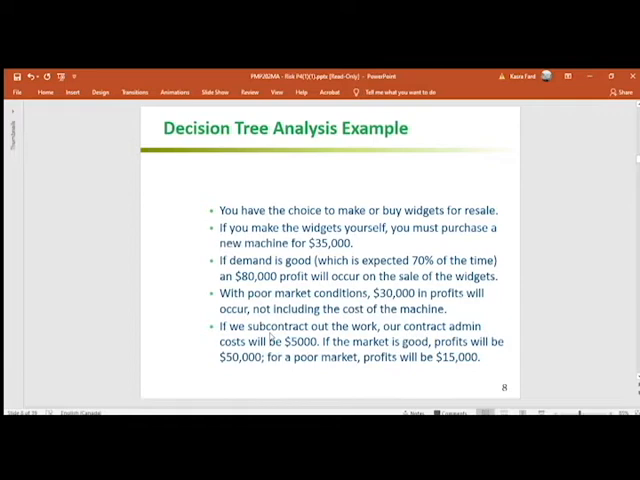In this case, it says you have the choice to make or buy widgets for resale. If you make the widgets yourself, you must purchase a new machine for $35,000. If demand is good, which is expected 70% of the time, an $80,000 profit will occur on the sale of the widgets. With poor market conditions, $30,000 in profits will occur, not including the cost of the machine. If we subcontract out the work, our contract admin cost will be $5,000. If the market is good, profits will be $50,000. And if the market is poor, profits will be $15,000.